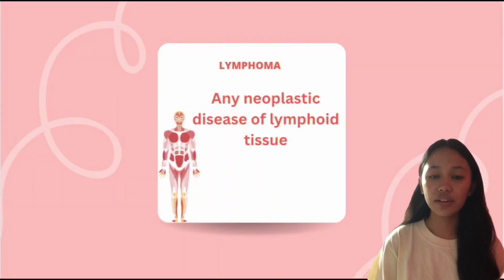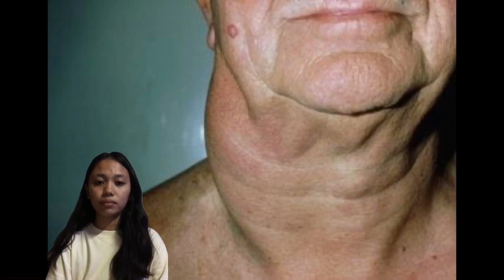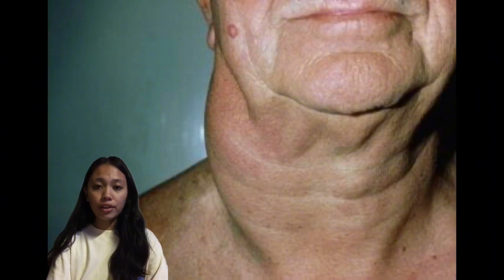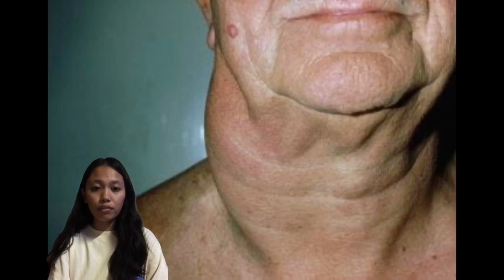And next is lymphoma. It refers to any neoplastic disease of lymphoid tissue. Lymphoma refers to the types of cancers that begin in the lymphatic system, the various lymph glands around our body. When abnormal white blood cells grow, lymphomas are the sixth most common form of cancer overall, excluding non-melanoma skin cancer. And this is an example of lymphoma.